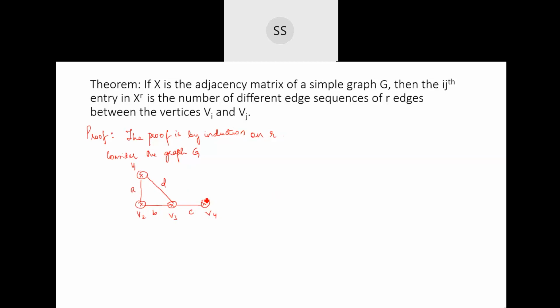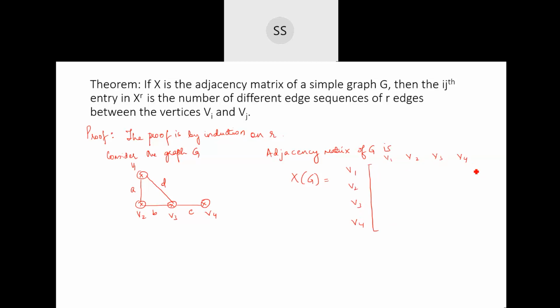Corresponding to this graph, I'll have an adjacency matrix. The adjacency matrix of the graph G, X of G, has the vertices V1, V2, V3 and V4 as rows and also as columns.